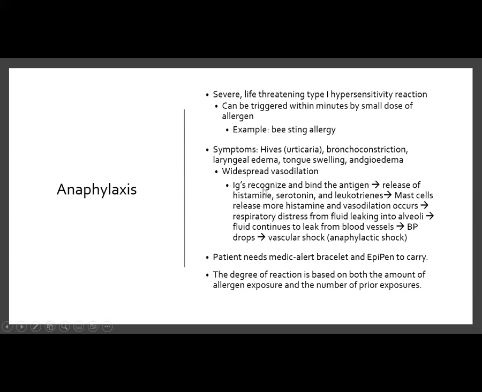We've got immunoglobulins recognize and bind to the antigen, release of histamine, serotonin, and leukotrienes. Mast cells release more histamine and vasodilation occurs. Respiratory distress from fluid leaking into the alveoli. Fluid continues to leak from the blood vessels, blood pressure drops, and vascular shock.